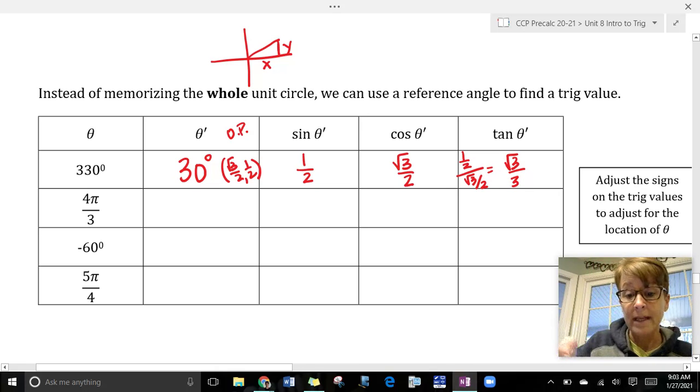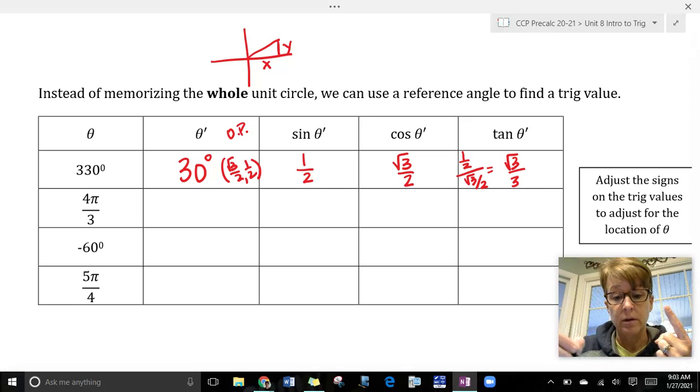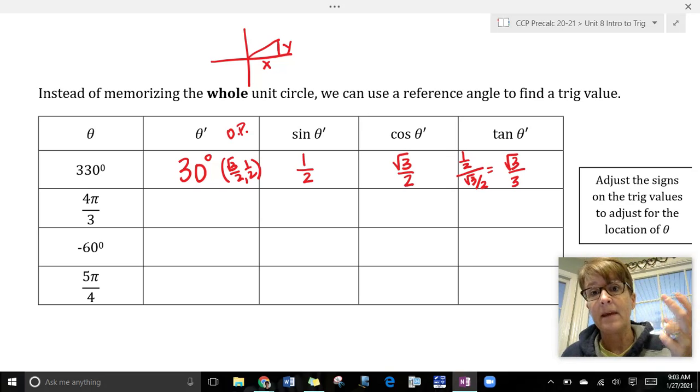Okay, so really, you need to know first quadrant angles. You need to know the 30s and the 60s. What side is √3/2? What side is 1/2? And then the 45s or the pi/4s are always √2/2s.